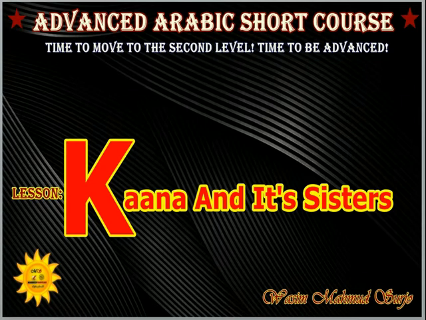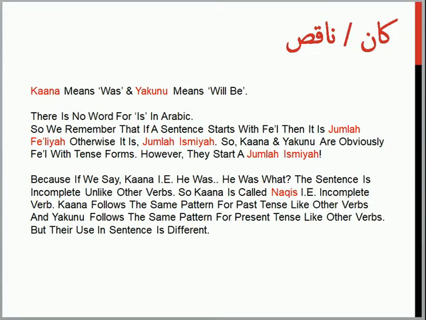We now know that Arabic words consist of root letters. If you haven't watched the previous videos, I recommend watching them, and you will have a pretty good idea where we're going. So now we won't spend any more time on that. Let's go straight to the topic of Kaana and its sisters. And the subtopic we'll be discussing today is Naaqis, which is translated as incomplete verbs.